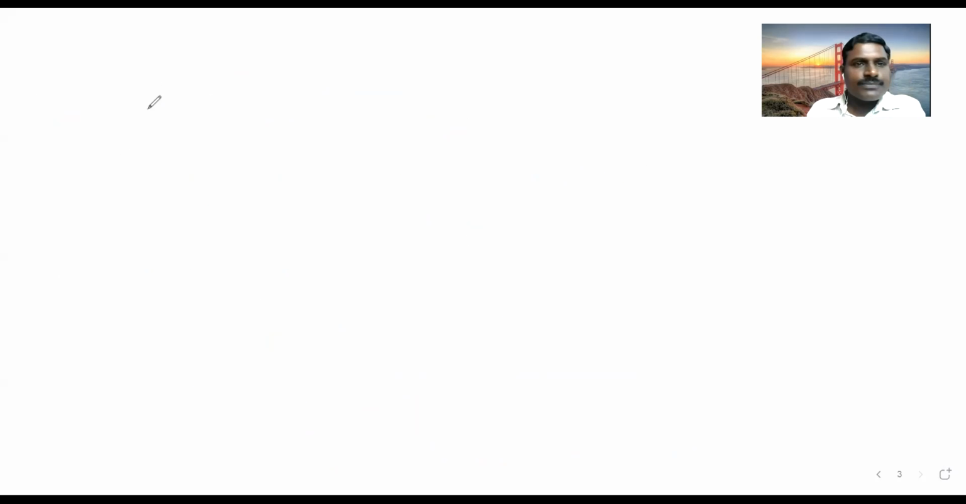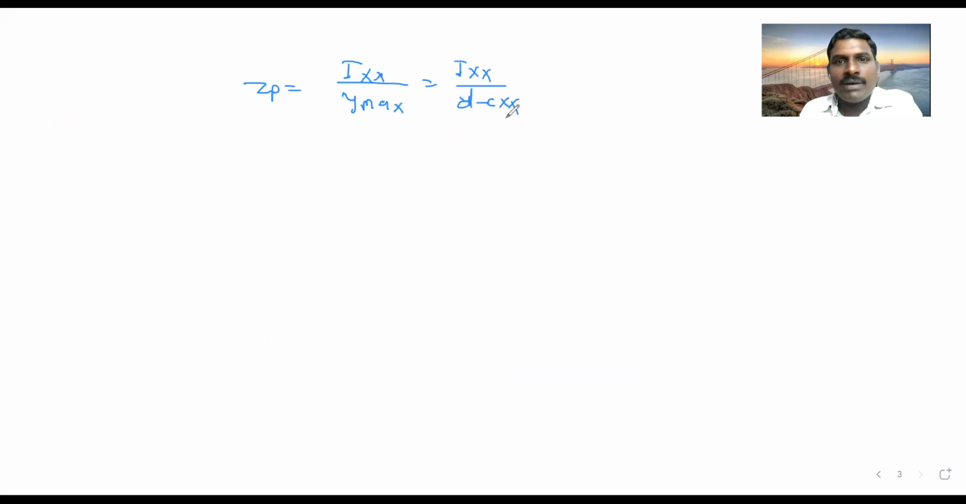Okay, so now we have to calculate ZP. So ZP, how we can calculate? IXX divided by Y max. So IXX, how to calculate Y max? IXX divided by D minus CXX. Here CXX is required. So instead of CYY, put here CXX. Change this in formula also, procedure also. Okay, so 100.9 into 10 raised to 4 divided by D, a 100 minus 30.1.